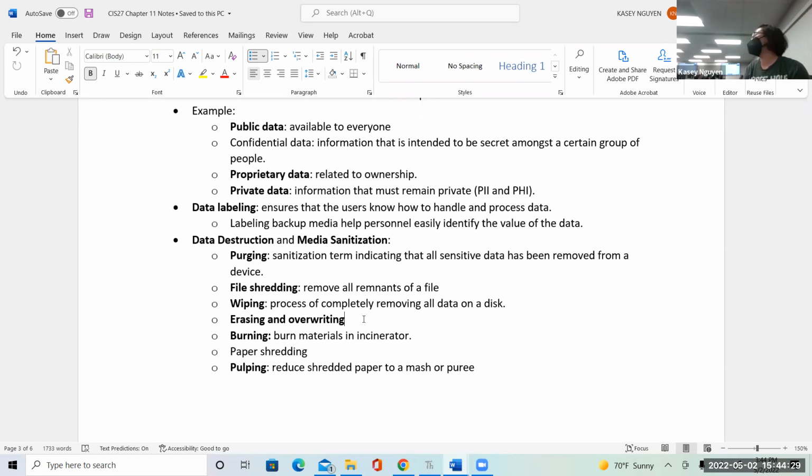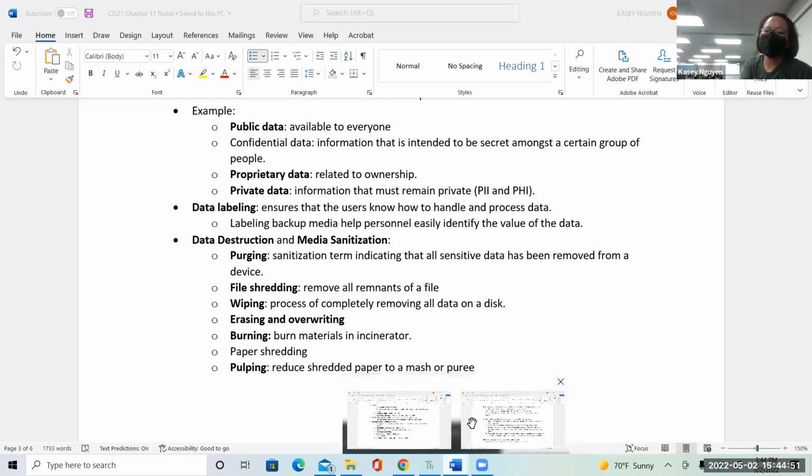Or you can buy machines and put them at your company. There are places that can punch through your hardware, like your hard drive, your motherboard, things like that, before you e-cycle it. So you can hire those companies and establish a contract with them. Okay, so let's come back here.